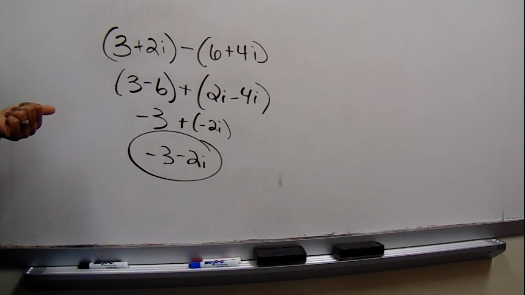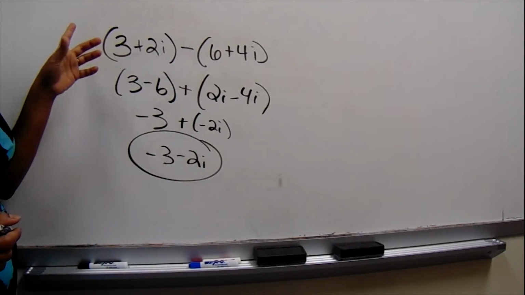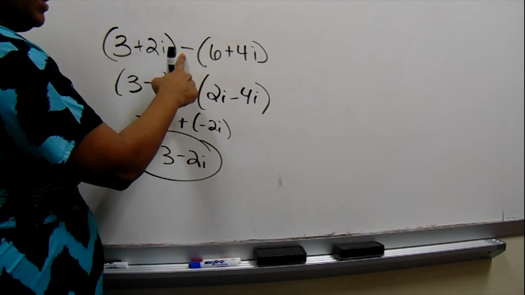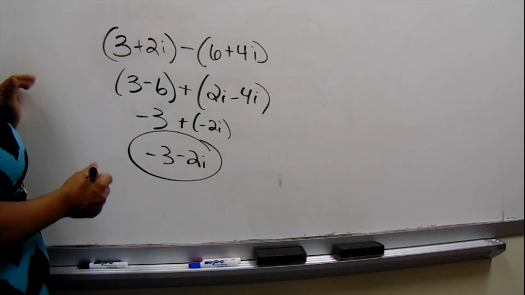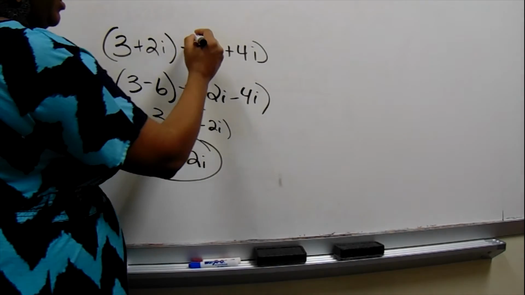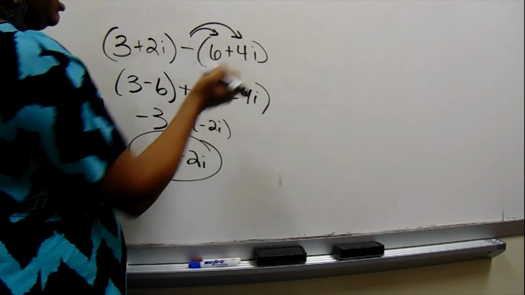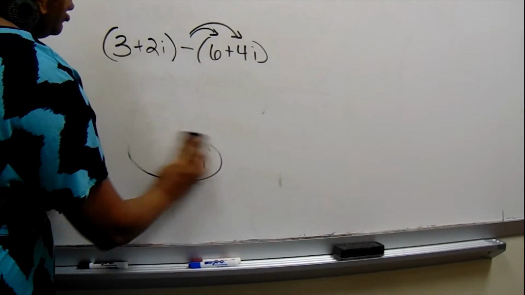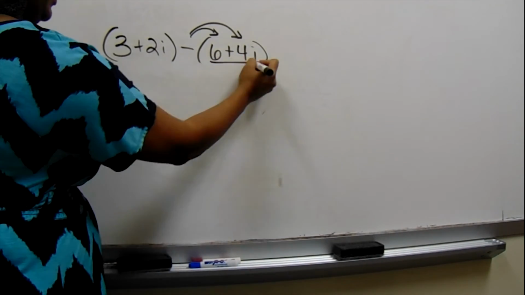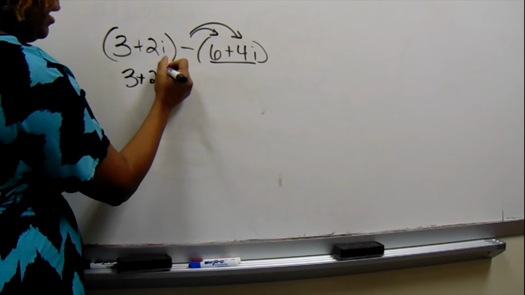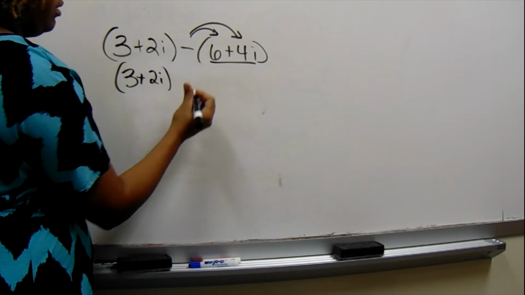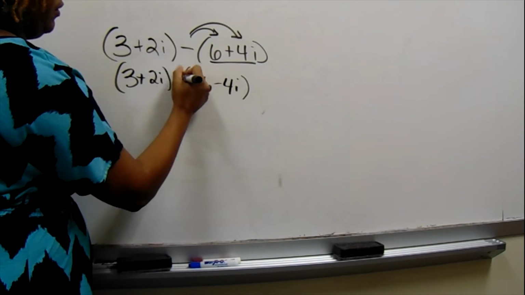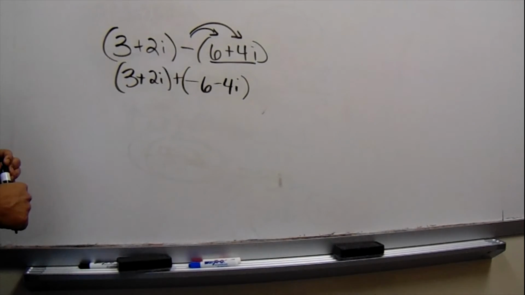Another way you can look at it is, instead of thinking subtract the real parts and subtract the imaginary parts, you could think, let's distribute this negative and make it an addition of complex numbers. So if you think of it that way, you would distribute the negative. So I'm going to erase this. Distributing the negative to both terms inside this parenthesis, that becomes 3 plus 2i minus 6 minus 4i. Right? And that's still a plus in between.